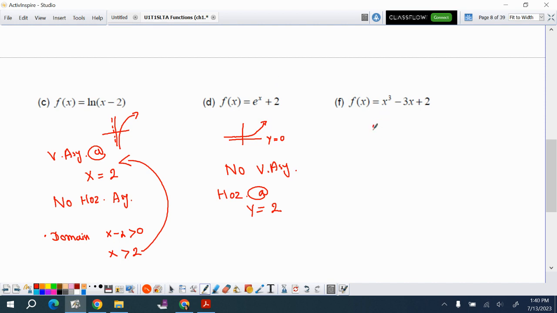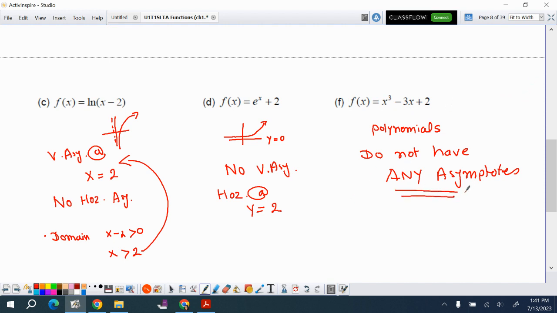Okay, this is a polynomial. Polynomials do not have any asymptote because they are good guys. They are always defined at all real numbers. The domain is all real numbers. They are increasing forever, decreasing forever, and they do not have any asymptotes.